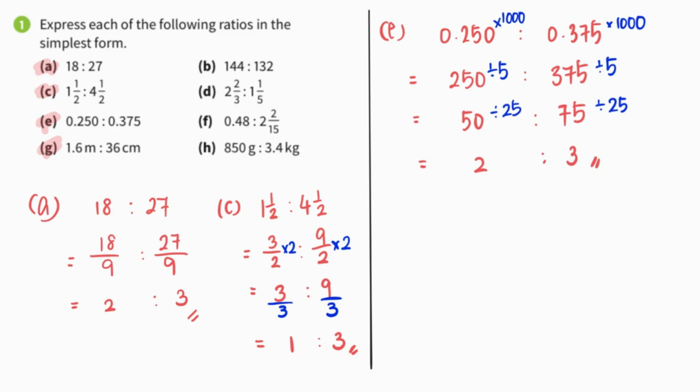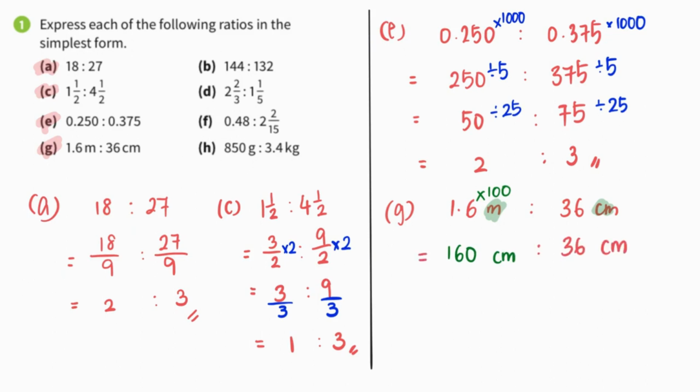And the last example, G, where we are given 1.6 meter is to 36 cm. This is important. We must always make sure that the units are the same. So in this case here, I would actually multiply by 100 so that I will get 160 cm is to 36 cm.